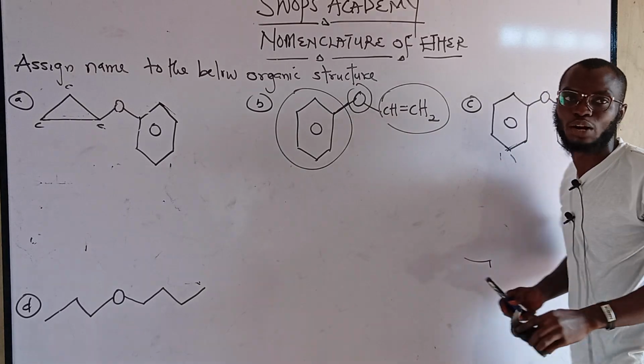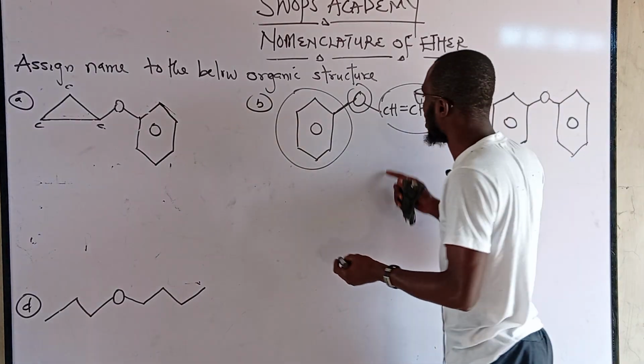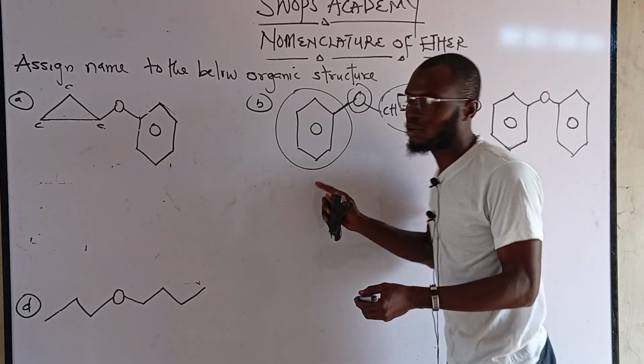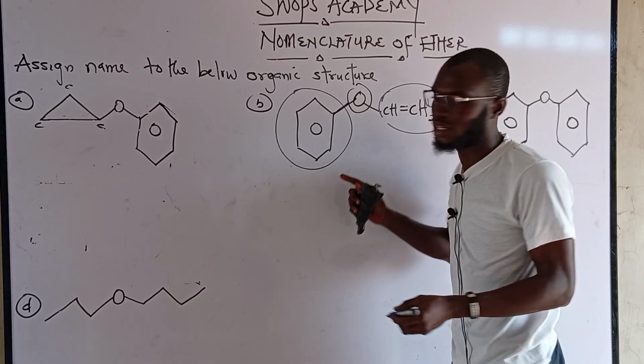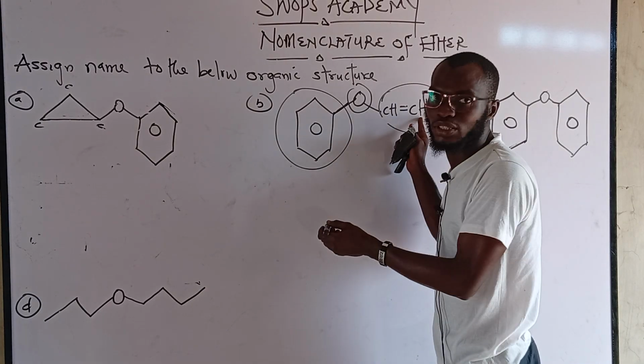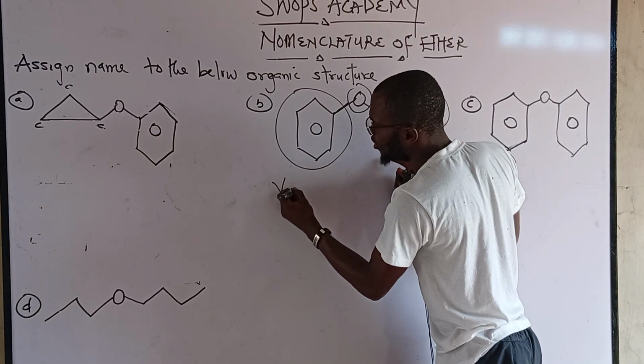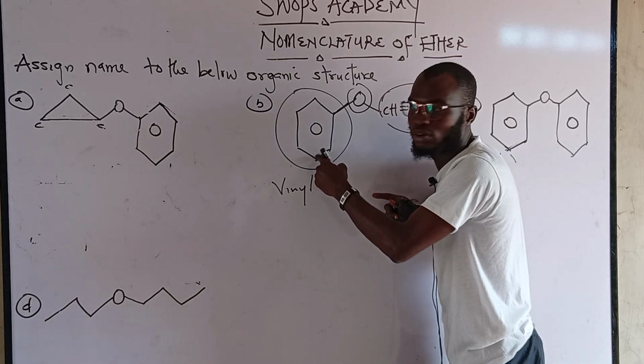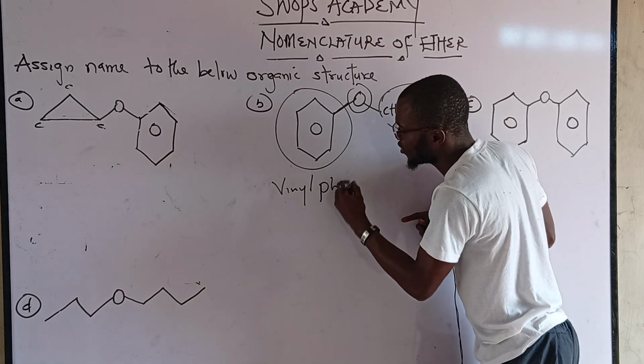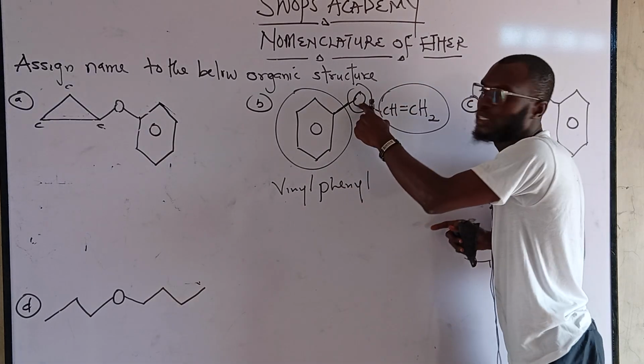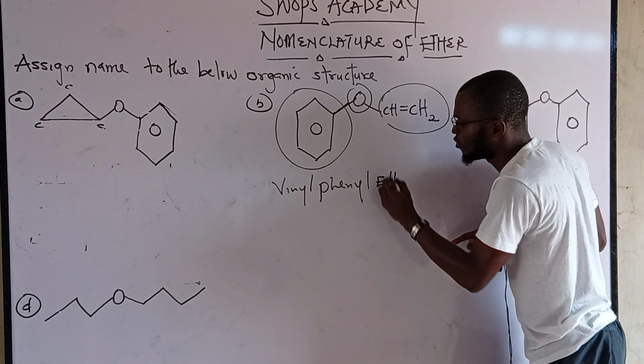Let me use the functional way to name this one. What do we have? In the functional name you can start from any place here. I can start with this one. It will be vinyl. What follows? Phenyl. Then what will be the parent name? Ether.